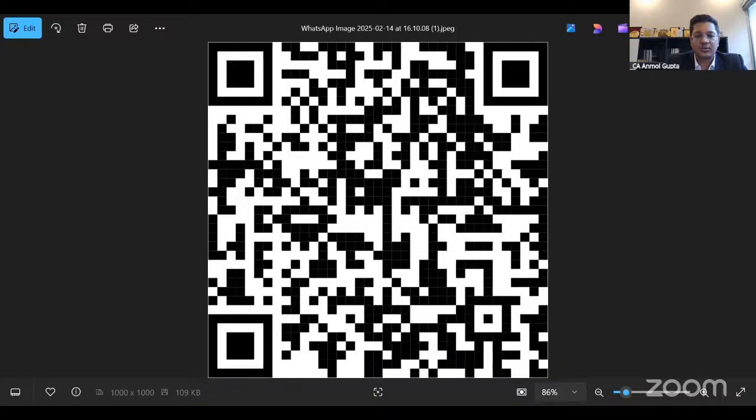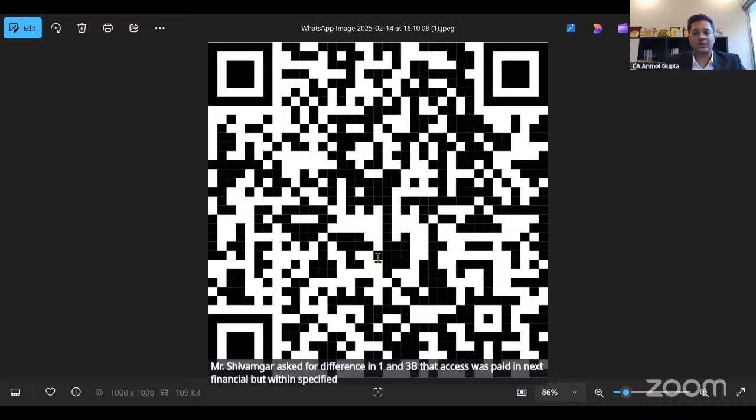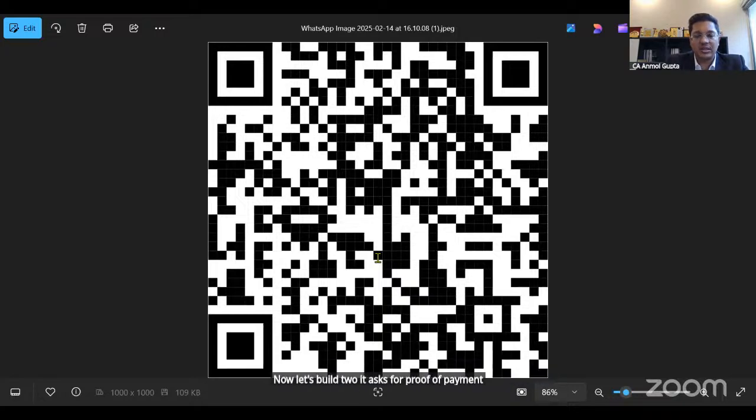Mr. Shivam Garg asked about a difference in GSTR-1 and 3B. The tax was paid in the next financial year, but within the specified period, and the demand for interest and penalty was imposed. Now the form asks for proof of payment. What should be attached? Sir, I have already answered this on similar grounds. If tax was paid through DRC 3, but under the heading of annual return, then what is to be attached under the heading proof of payment made?